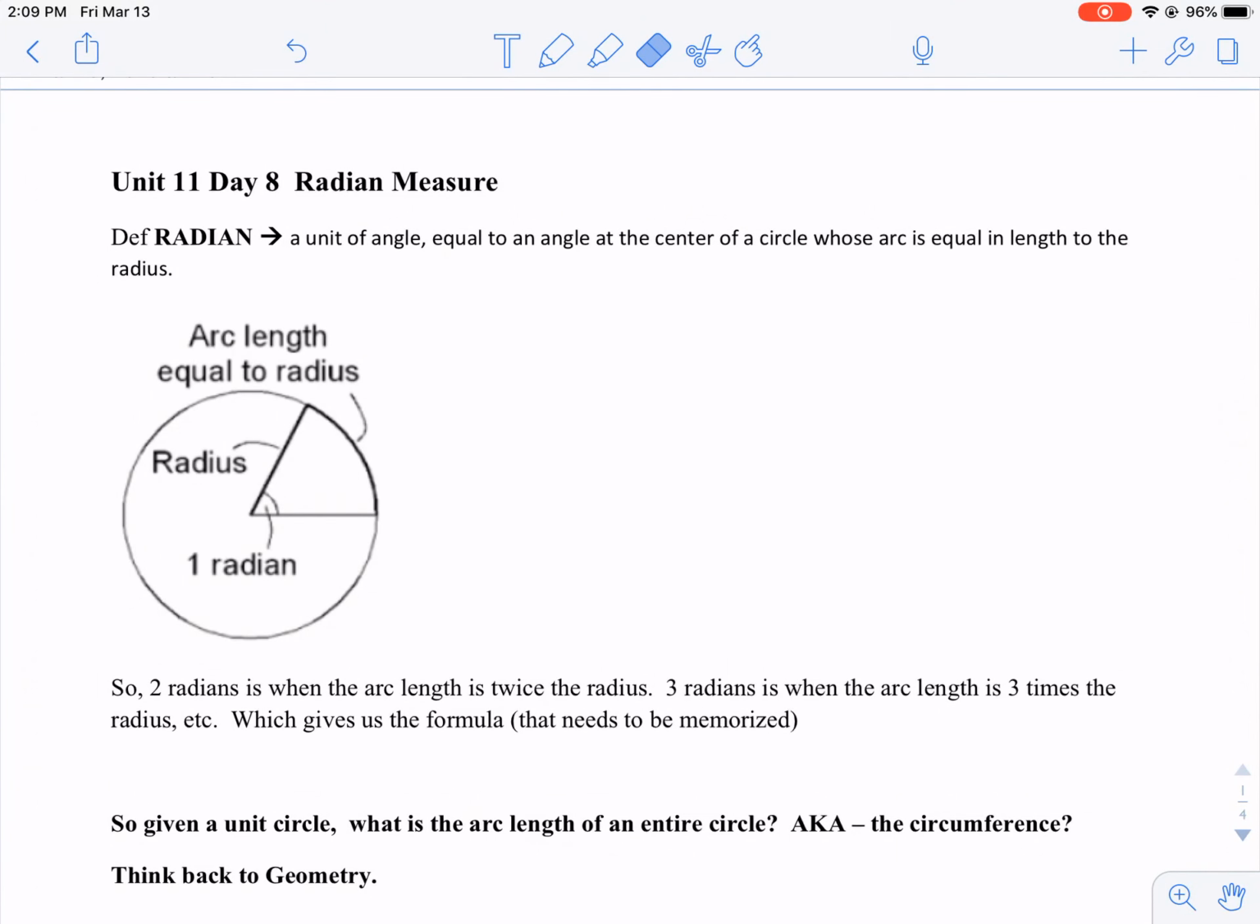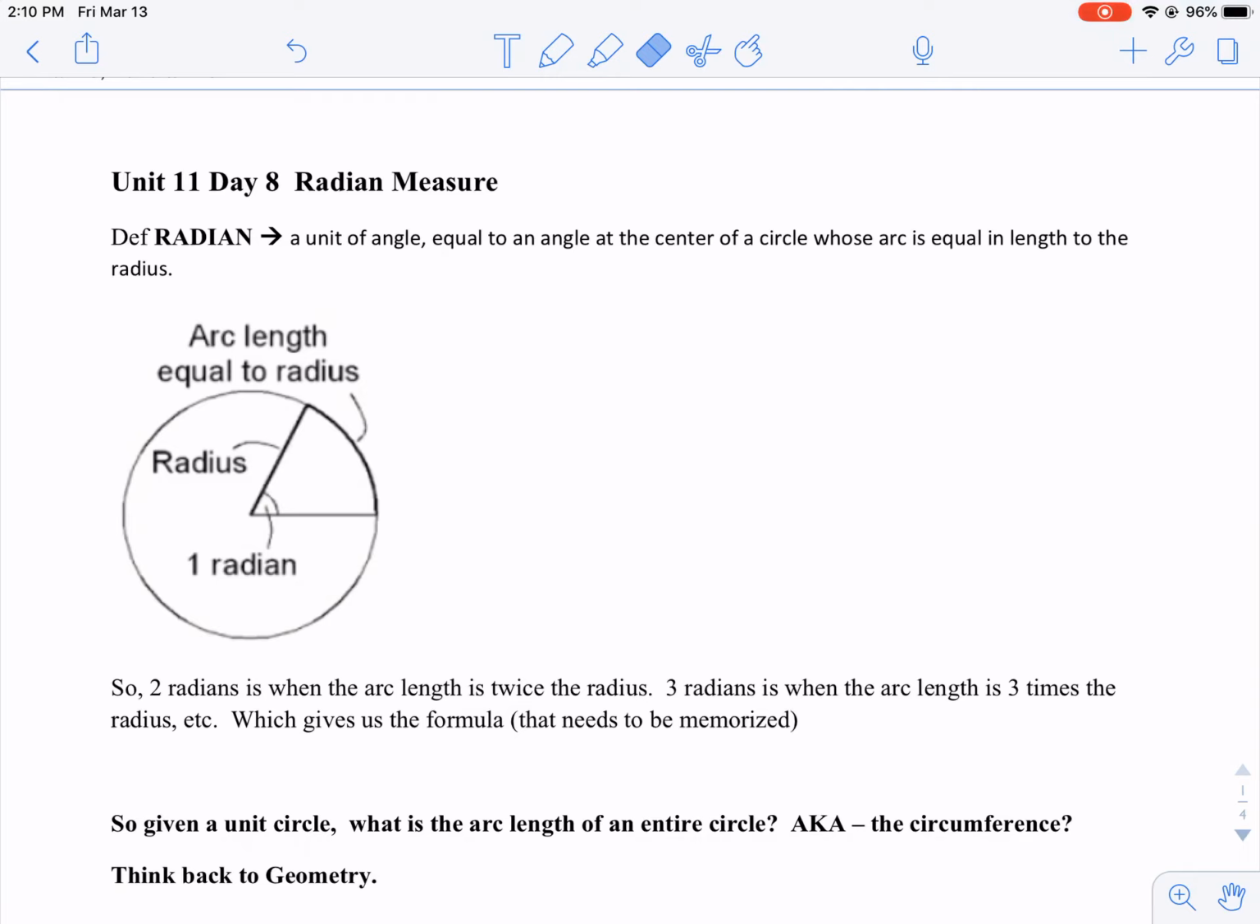So we're doing Unit 11, Day 8. And if you're listening to this, you're stuck at home. I tend to talk faster when there's no audience in front of me, so you might have to pause the video and fill in the notes and start it back up and go back and forth. But to finish up the beginning trig unit, we're going to talk about radians.